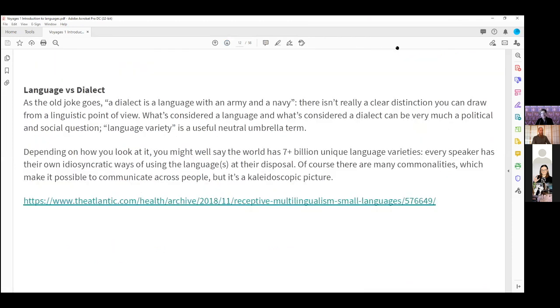A few other things that it's useful to know. When we talk about languages, we talk about the languages that are very widely spoken with a lot of different speakers. So we can talk about English. We can talk about Spanish, Chinese, Hindi.